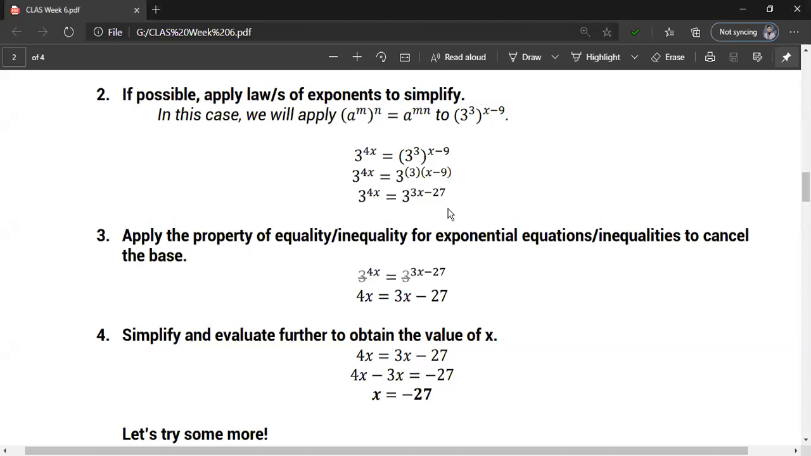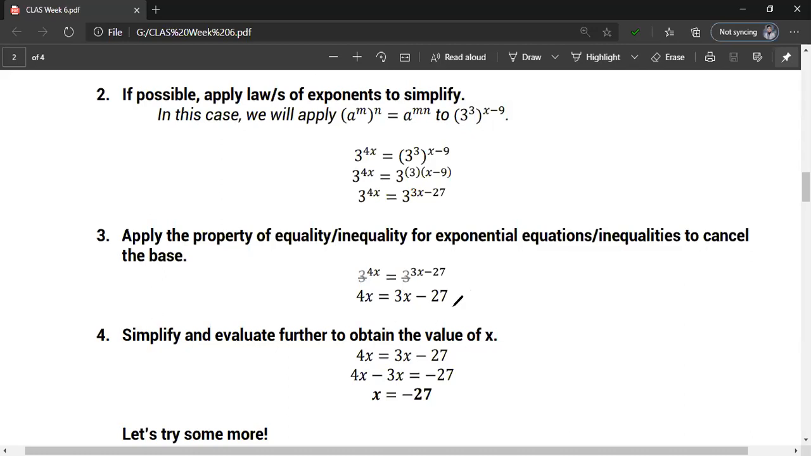Ayan na siya. 3 raised to 4x equals 3 raised to 3x minus 27. Now, for the third step, so we cancel the base. Bakit tayo magka-cancel ng base? Kasi we now apply the property of equality kapag equation and inequality naman kapag inequality. So yun. So since 3 ang base natin, pwede natin siya i-cancel. Yun pala sir yung purpose kung bakit po kailangan pareho ang base from the very beginning. Exactly. So yun po yung kailangan natin.